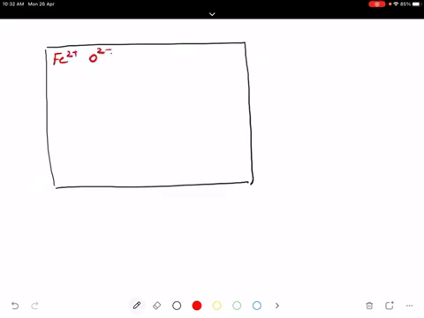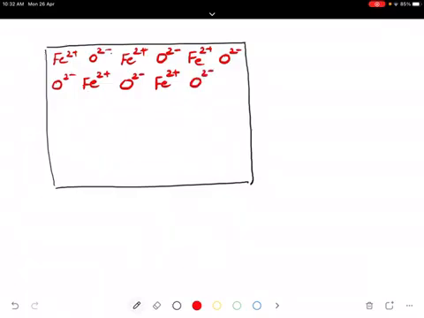Fe2+ O2-, Fe2+ O2-, alternating in the lattice. Next to a plus charge, there should be a minus charge.